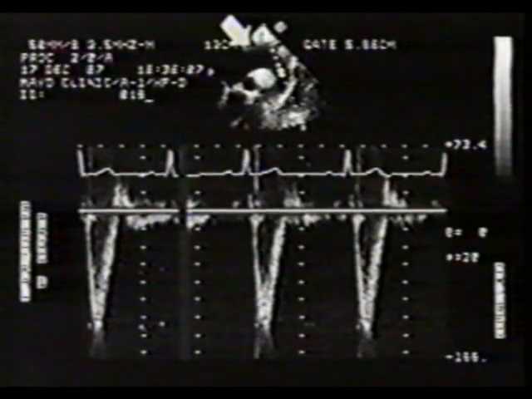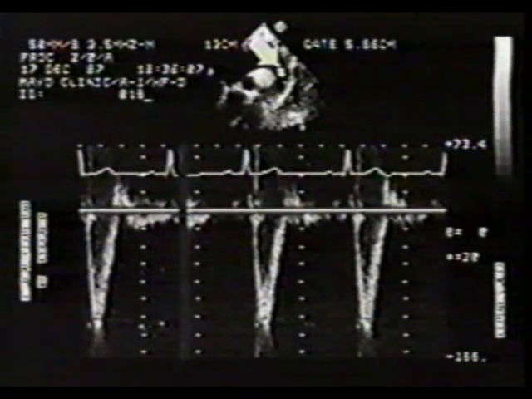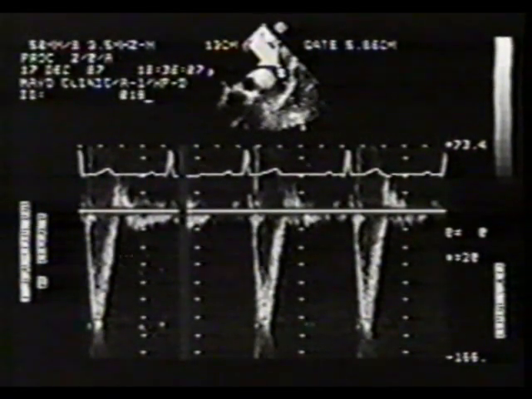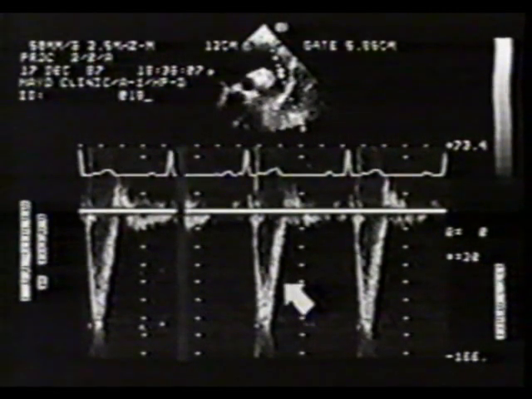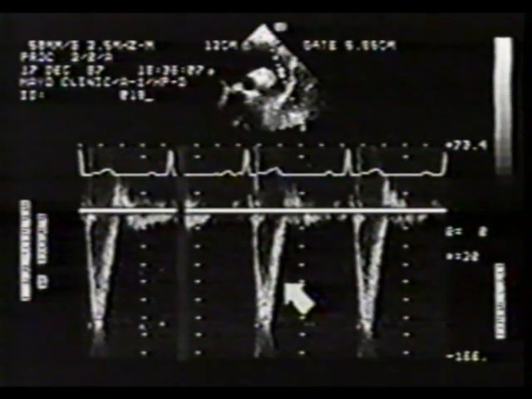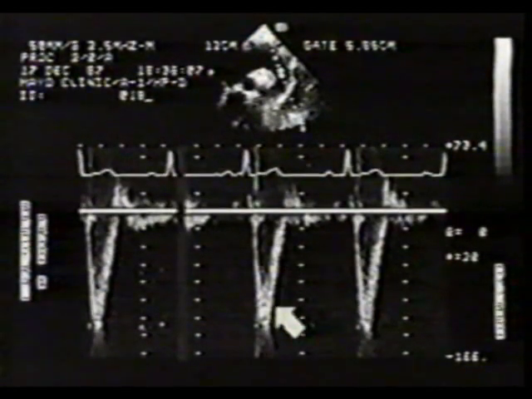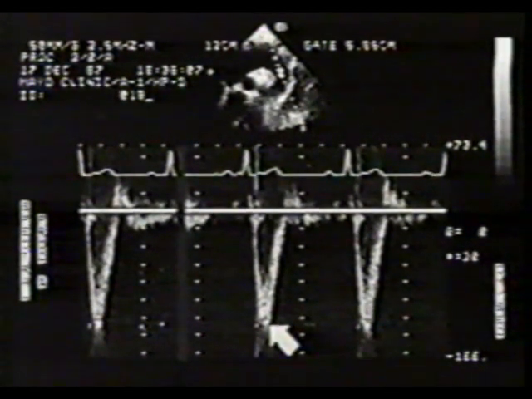With the duplex transducer still in the suprasternal notch, the sample volume has been positioned in the descending aorta. Flow here will be away from the transducer, and the resultant velocity spectrum therefore appears below the baseline. The systolic signal peaks at 1.3 meters per second.